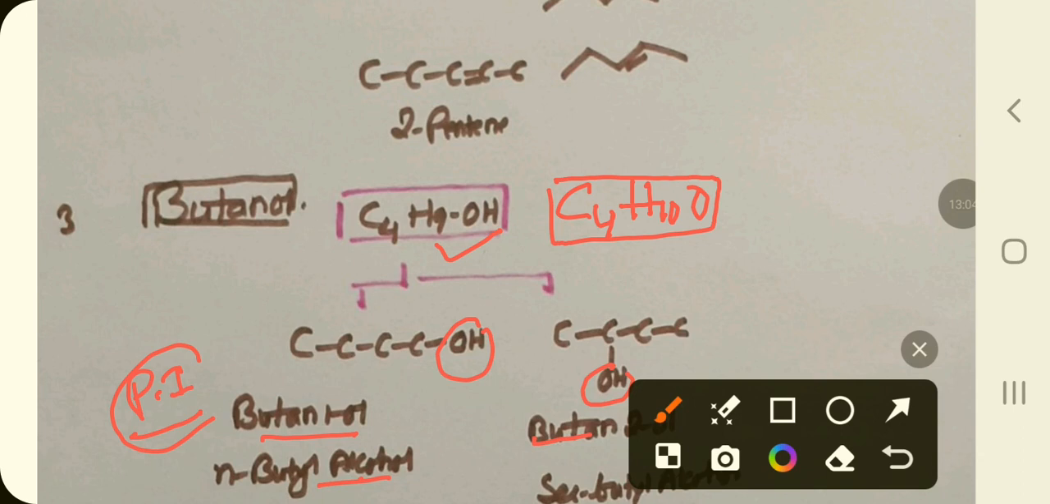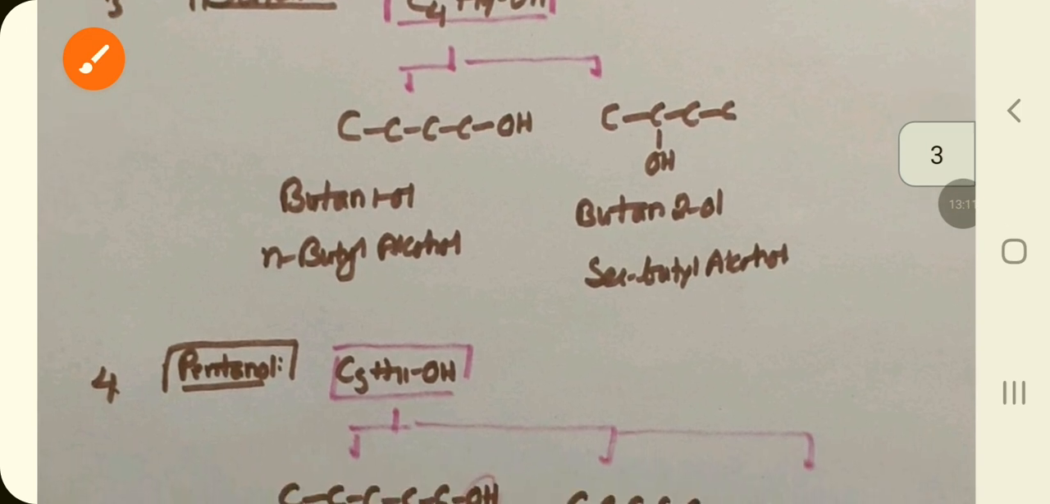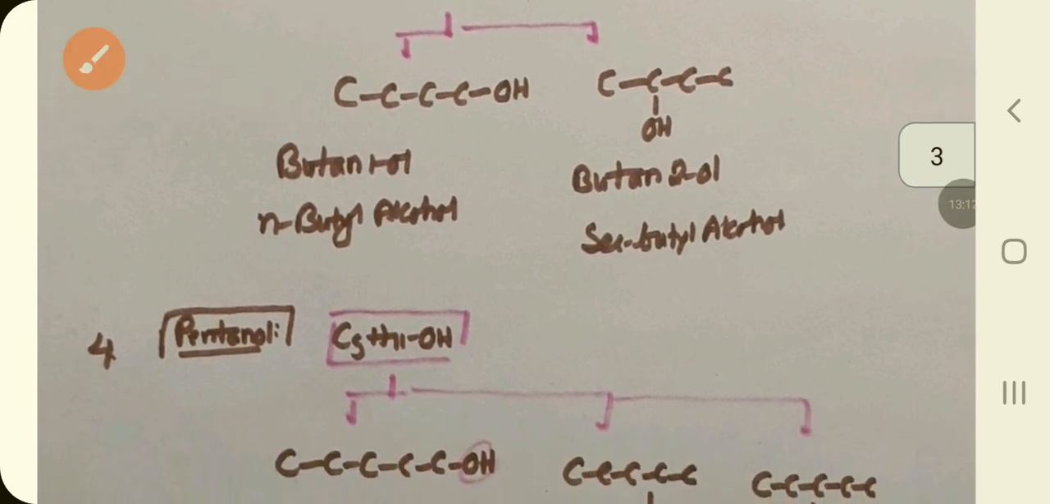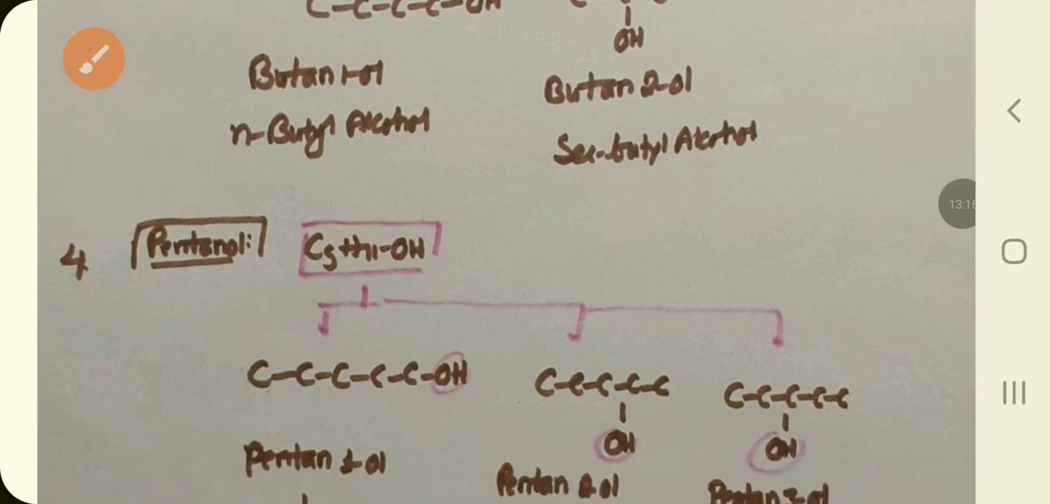Now after solving the position isomers, you can solve for pentanol also. After position isomers, the rest of the isomers, with their examples and definitions, will start in the next class.